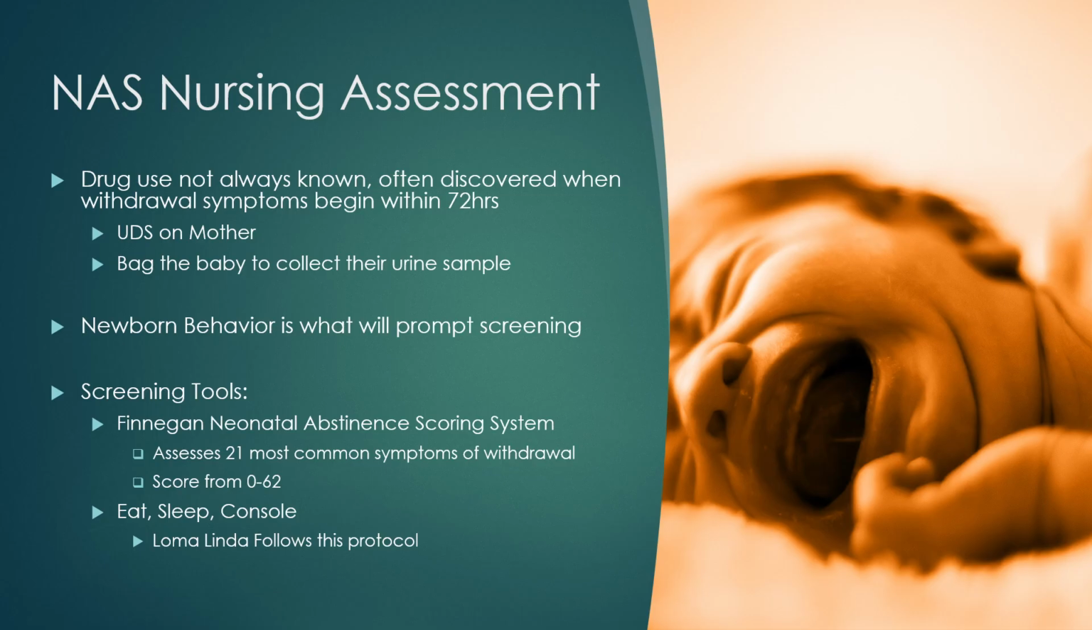The first screening tool that may be used is the Finnegan Neonatal Abstinence Scoring System. This focuses on 3 categories: central nervous system disturbance, metabolic, vasomotor, and respiratory disturbance, and GI disturbances. Overall, it looks at 21 common symptoms of withdrawal, and it gives a score between 0 and 62. The higher the score, the more severe the withdrawal. And each facility sets the parameters to determine what score requires a medical intervention.